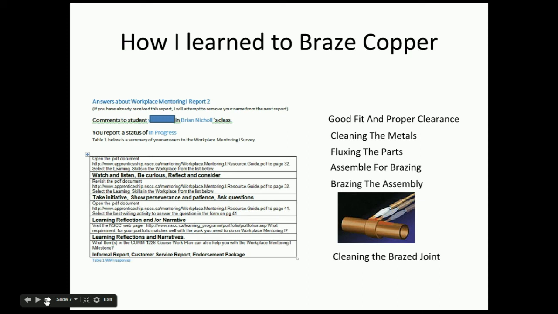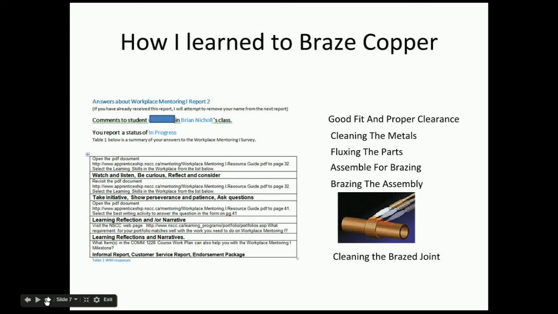You decide to take some initiative and you get some material and you begin to apply the flux and assemble the parts and begin to light the torch and do the brazing. And it requires quite a bit of perseverance and patience because you're not going to get that right the first time. You won't get the right temperature on the parts, and the flux will need to be less or more. You'll stand back and you'll reflect and consider your work, and you'll say, well, the next time I'll change this and make it better.